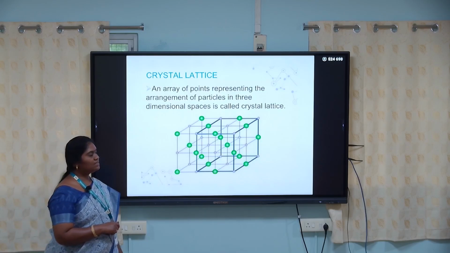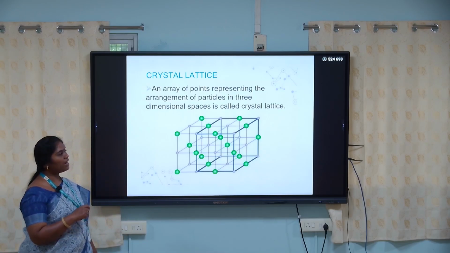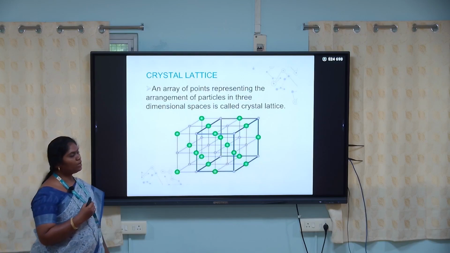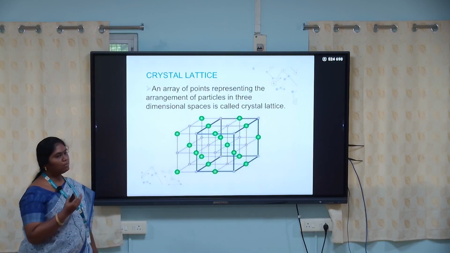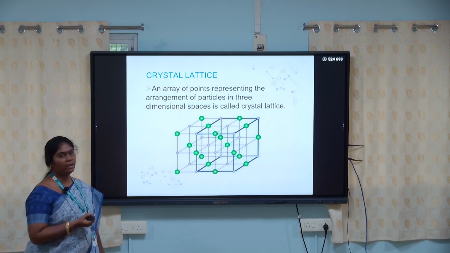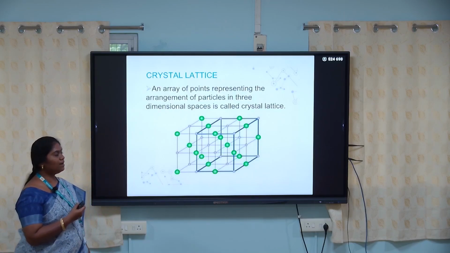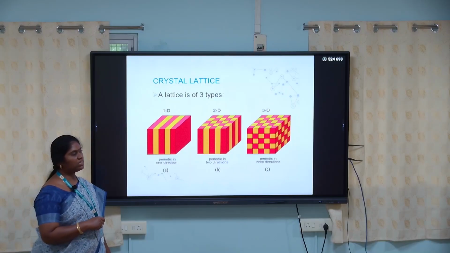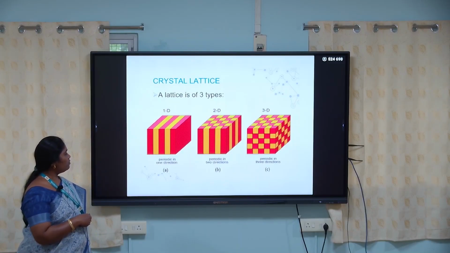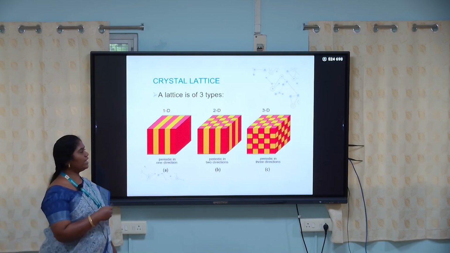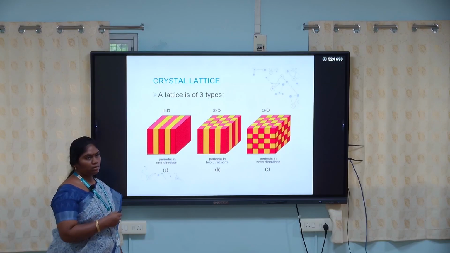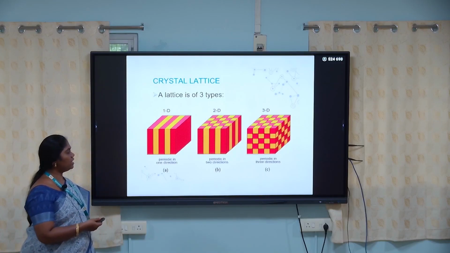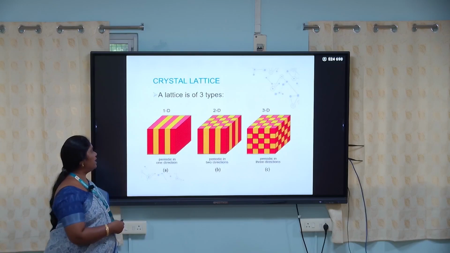Next is the crystalline lattice. The crystal lattice is nothing but an array of points representing the arrangement of particles in space, especially in three-dimensional space. There are three types of crystal lattice: first is one dimension, second is two dimension, and third is three dimension. These are periodic in one direction, in two directions, and in three directions respectively.